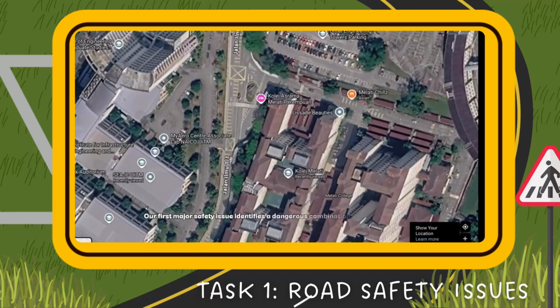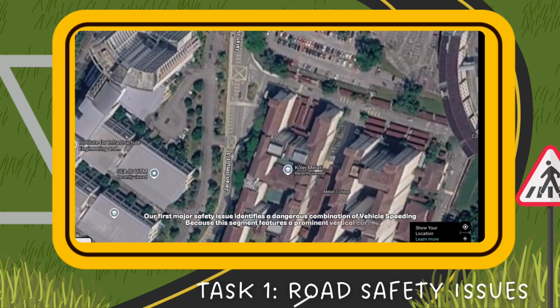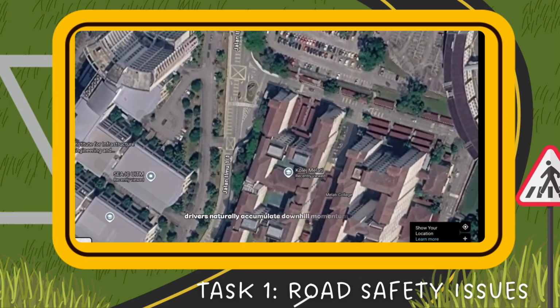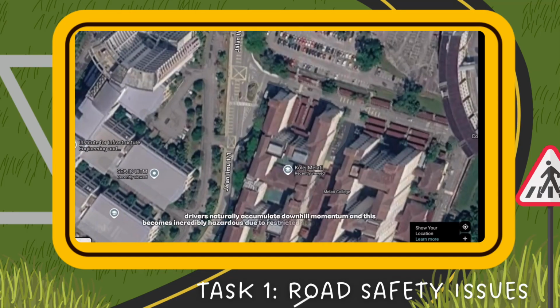Our first major safety issue identifies a dangerous combination of vehicle speeding, because this segment features a prominent vertical curve. Drivers naturally accumulate downhill momentum, and this becomes incredibly hazardous due to restricted stopping sight distance at the crest.